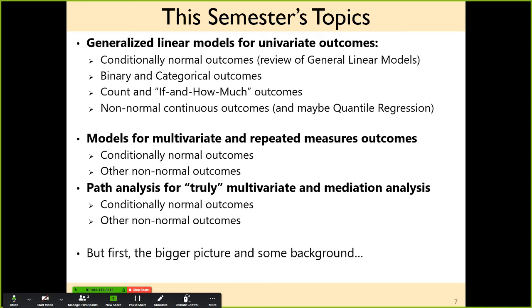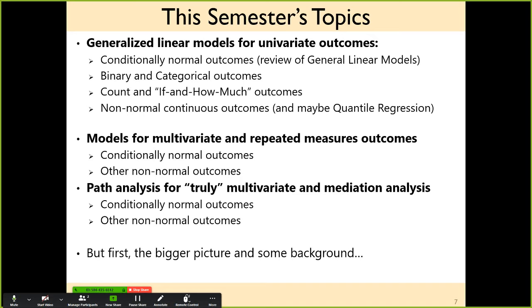And here's what we're going to do this semester. It's okay if most of these words don't mean anything to you yet. They will eventually. So generalized linear models for univariate and multivariate outcomes is sort of the big picture. We're starting with models for conditionally normal outcomes. This is what's known as general linear models. If you haven't had me before, you know these as specific names like regression, analysis of variance, analysis of covariance, that kind of stuff. We're going to review some of that within this lecture so that you can get a sense of how I'm going to approach this.